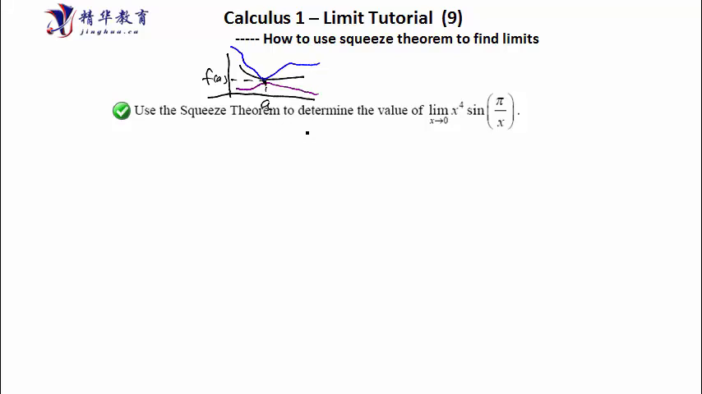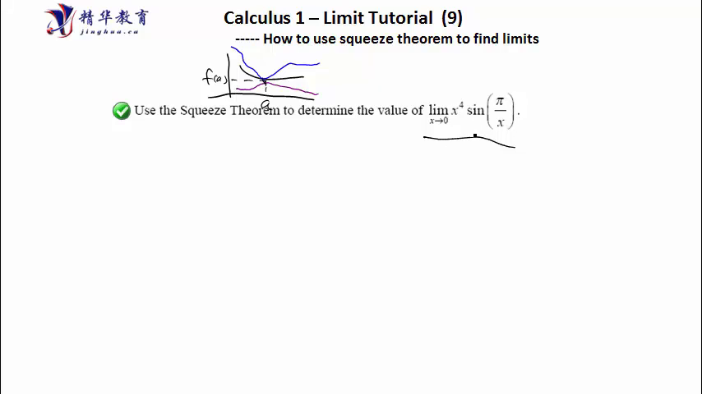Normally, when we have very complex functions, almost every time we use the squeeze theorem, we are dealing with trigonometric functions. Let's see this function here. Use the squeeze theorem to determine the value of this limit. We've got x to the fourth, we've got sine of pi over x, we've got a lot of things here.